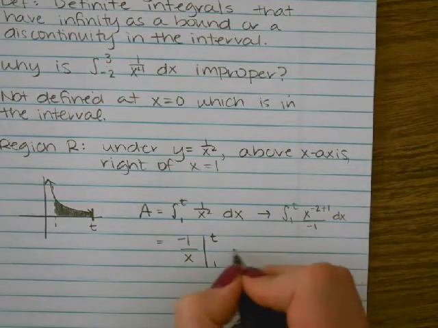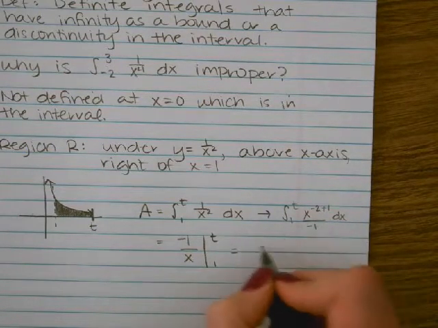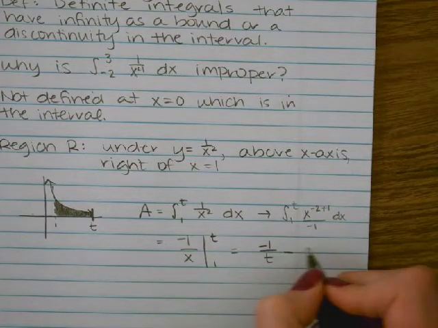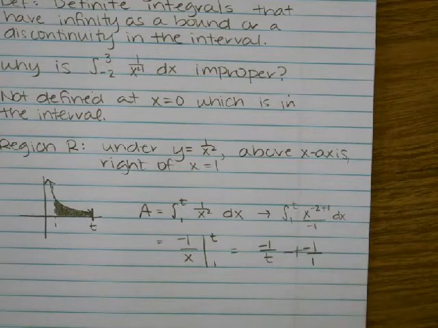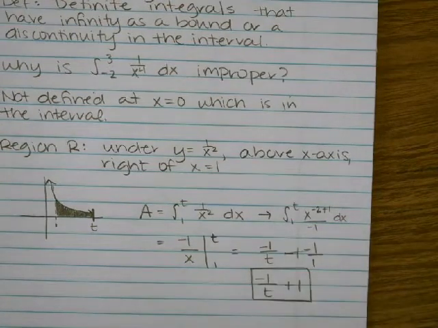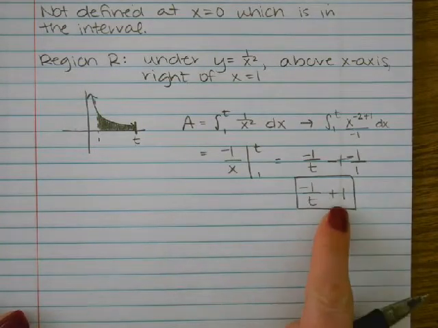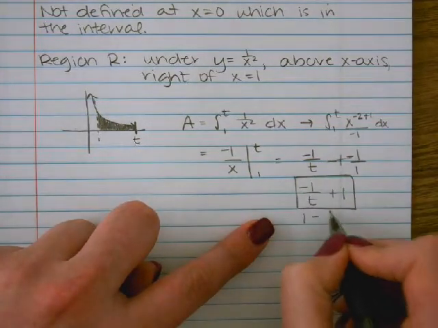When we evaluate integrals, if you remember, we plug the highest number in first, so that's -1 over t, and then we subtract, plugging in the lower number, so -1 over 1. That makes a plus, so I get -1 over t plus 1. That's what I would get when I evaluate that integral. Okay, so if we look at this, I'm going to reverse the order of these for a second: 1 minus 1 over t.